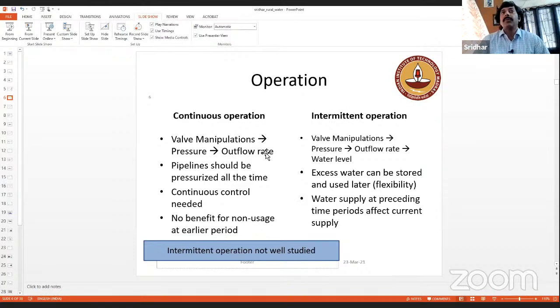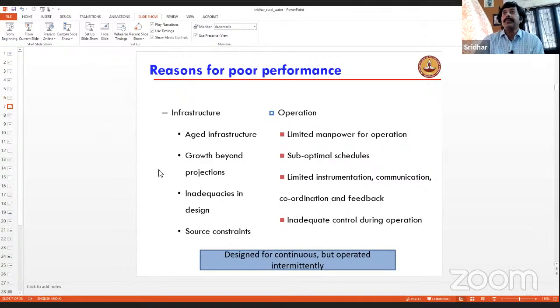I'm not going to talk about quality, but another point of view to contend is that a lot of the contamination actually occurs at the customer end, at the end point. It doesn't really occur at the pipeline level. So this is something which we need to clearly understand and have an answer to. So why is there such a poor performance in the network?